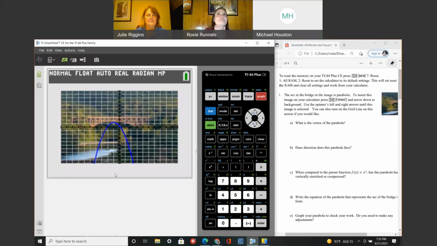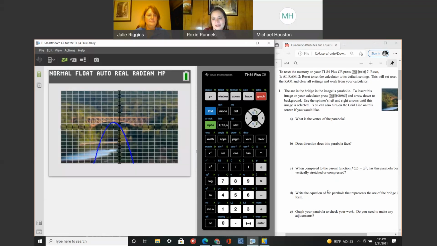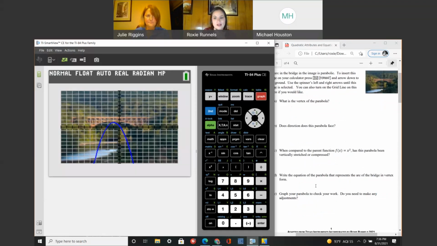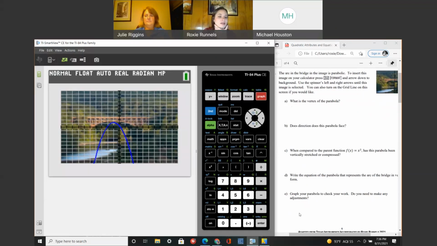Yes, and wrong answers are amazing. And that's what I love about activities like this, is it allows students to have those wrong answers and then kind of test themselves. Well, what do I need to do to make it a right answer? So then I want students, of course, to write the equation of the parabola in vertex form. And then I want them to reflect. I want them to reflect on their wrong answers.